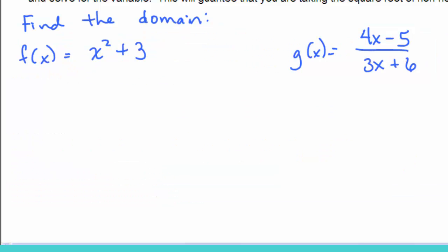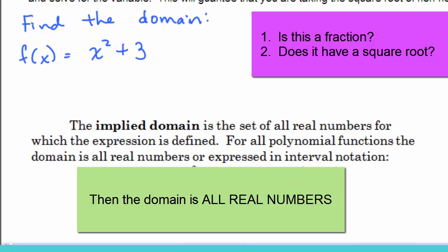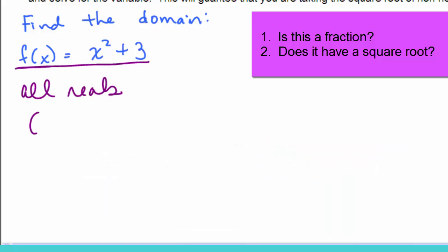But first of all, let's look at this example. F of x equals x squared plus 3. Is it a fraction? No. Does it have a square root? No. So you don't have to do any work because this is all reals. And the way you should write this is from negative infinity to positive infinity. And this time you want to use parentheses because you can never equal infinity.